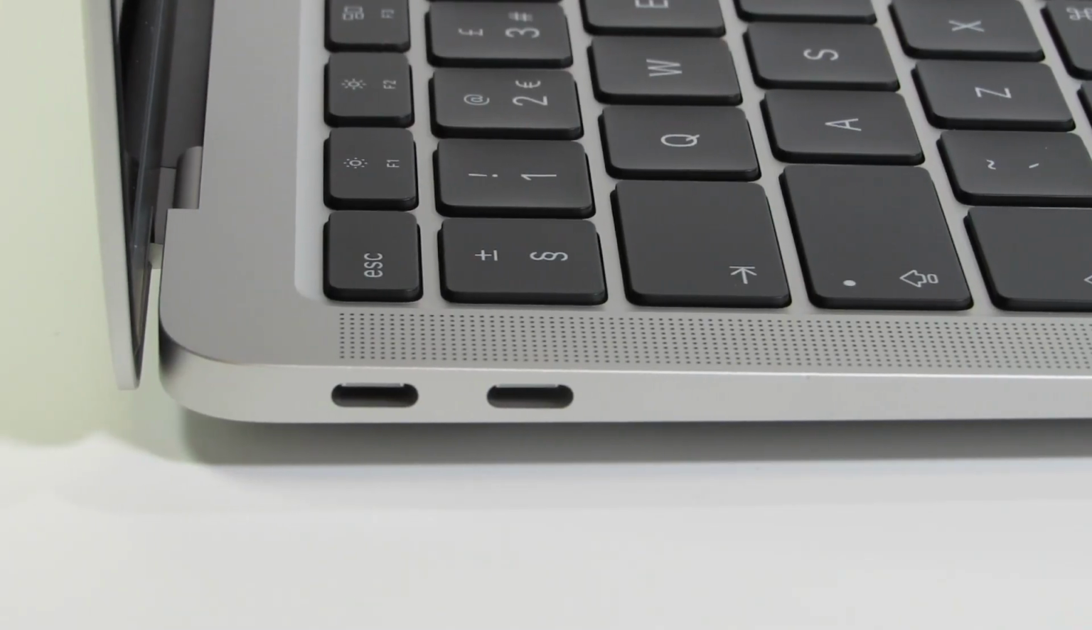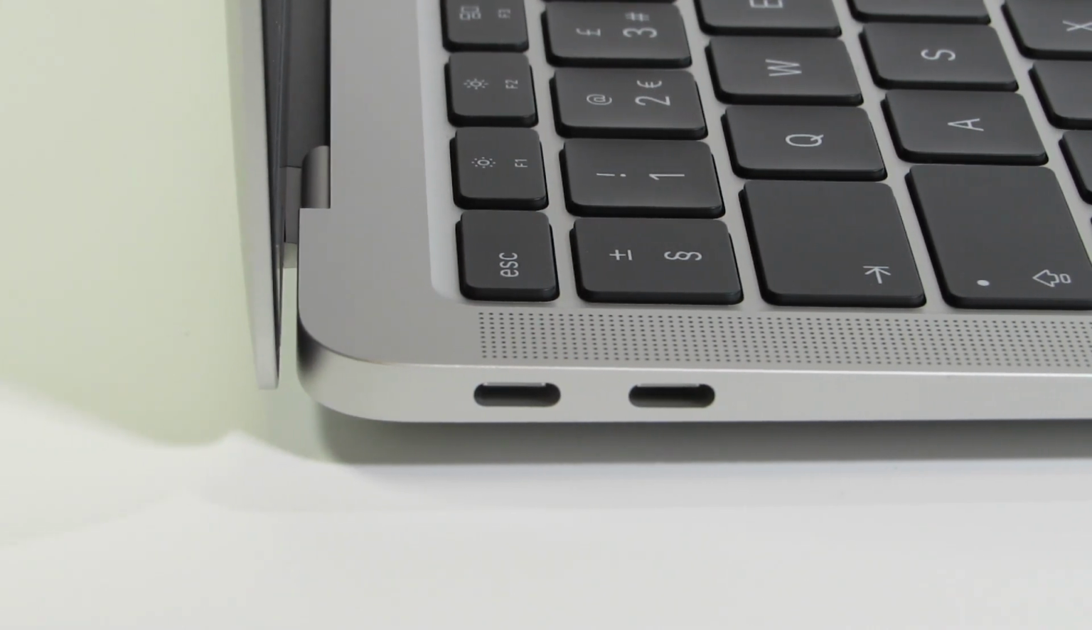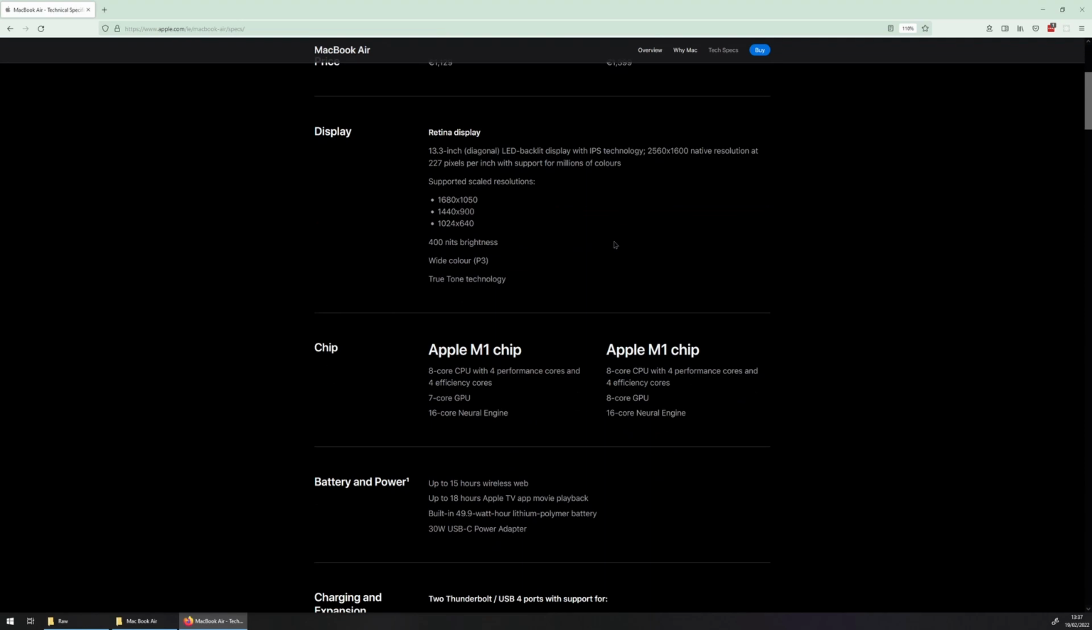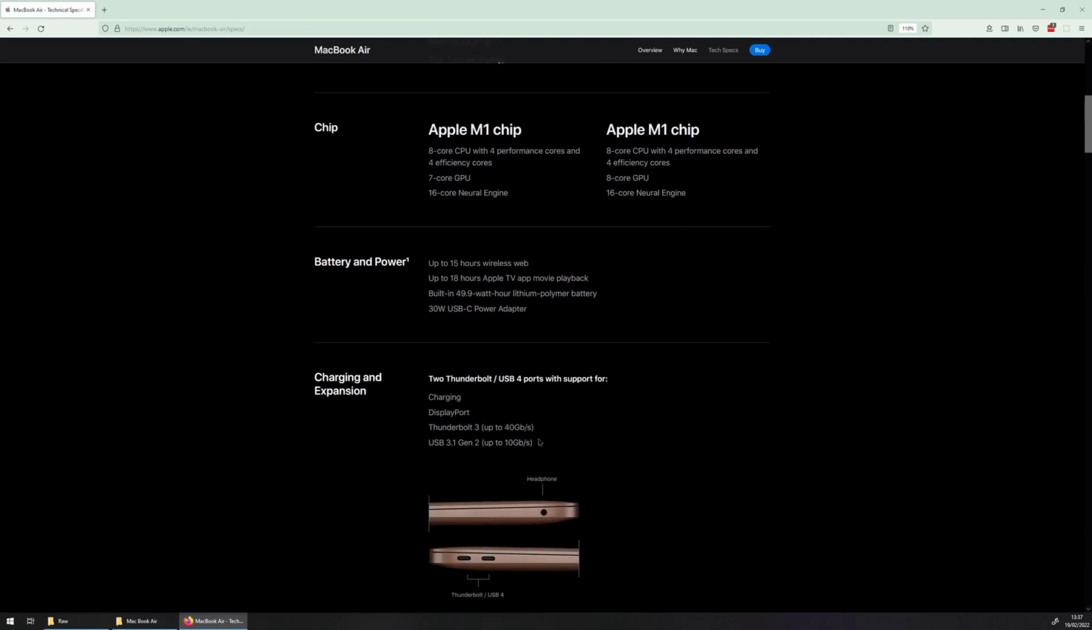And on the left hand side there are two Thunderbolt 3 ports which are also set to be USB 4 on the Apple website. However, it's also shown as USB 3.1 Gen 2, which is only up to 10 gigabits per second as opposed to USB 4 which would be around 40 gigabits per second, similar to the Thunderbolt 3. So not sure what Apple is going for here with that information.